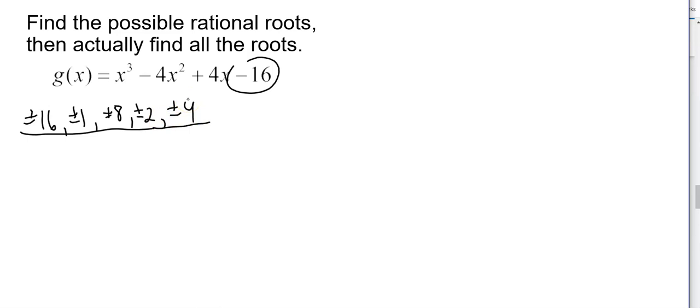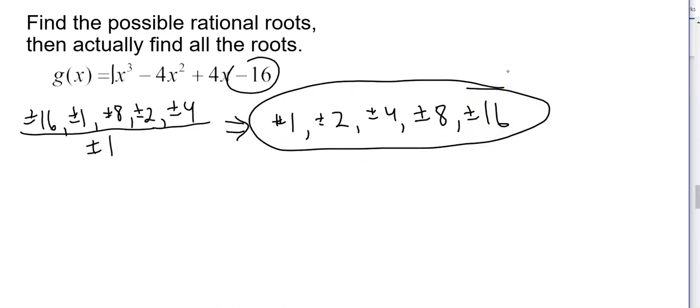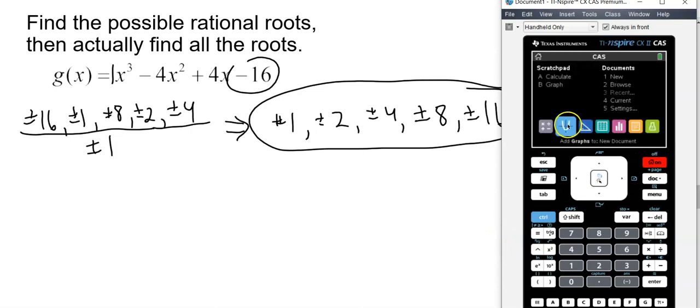I think those are all the possible factors of 16, and then the leading coefficient is 1. So this is actually a really easy one. So in the denominator is just plus or minus 1. So if you make all the fractions that are possible there, I'm going to list them in order this time. So plus or minus 1, plus or minus 2, plus or minus 4. These are all over 1, so they just simplify. Plus or minus 8, plus or minus 16. So this is the list of the possible rational roots. Again, I don't know if this one has any rational solutions, but if it does, it will come from that list.